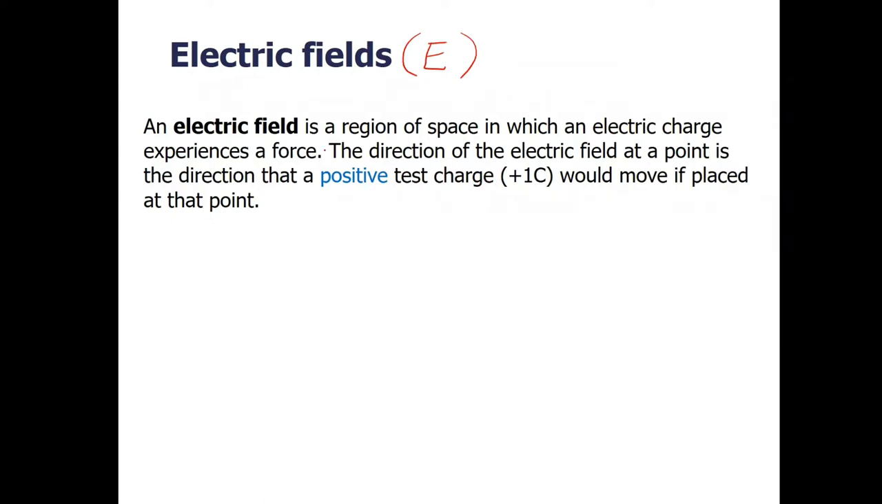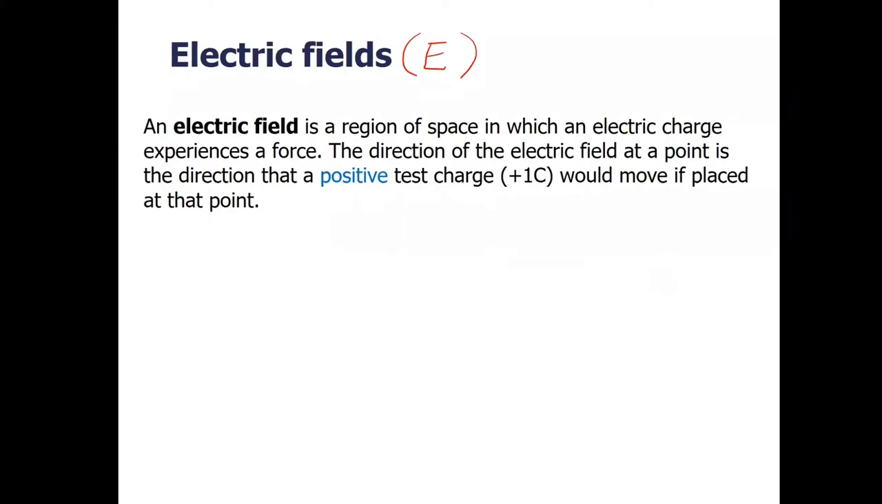Now, an electric field is described as the region in space where a charge experiences a force. So what is an electric field? It's just space. It's just nothing. There are no lines running from the one charge to the other charge. It's empty space. That's what a field is. But what's special about the space? If you put a charge into it, the charge will start to move. The charge will start to experience a force.